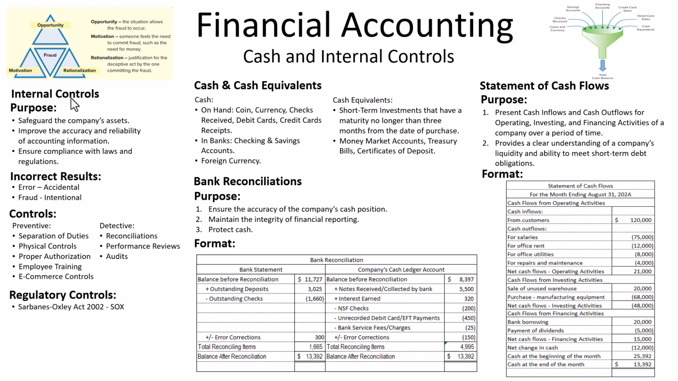As you study internal controls, you'll find that companies have internal controls for three reasons. One, they want to safeguard the company's assets. They want to protect the assets that they have. Two, they want to improve the accuracy and reliability of accounting information. All companies want to make sure that they're presenting their results as accurately as possible. And three, they want to ensure compliance with laws and regulations.